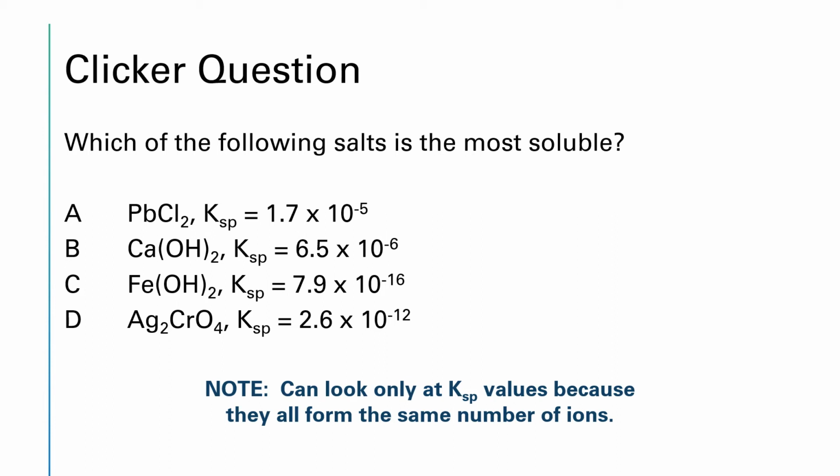If we were getting a different number of particles from the different choices, we would have to do a little bit more detailed calculation, and we'll do that in a later example. But for right now, the most soluble is going to correspond to the largest KSP, and the largest number for KSP is that first one, the 1.7 times 10 to the minus 5. So lead chloride will be the most soluble of these compounds.